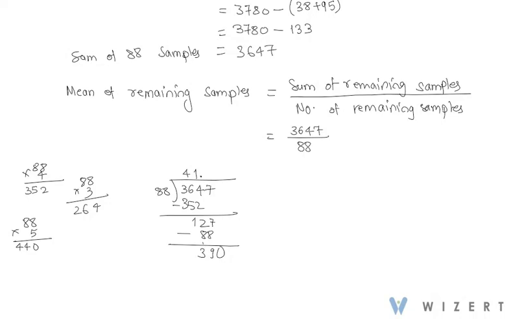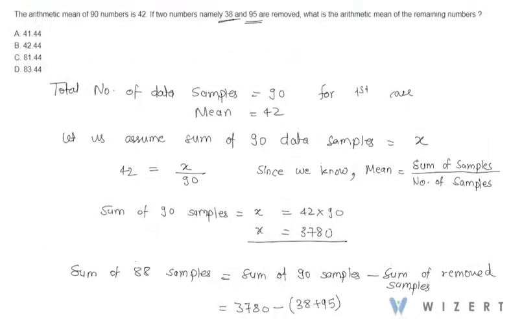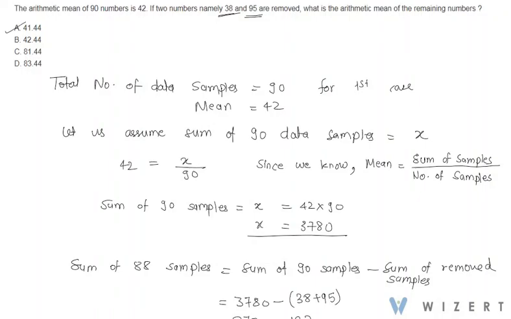390 is less than 88 fives, so we'll again use 88 fours, 352. So that is equal to 10 minus 2 is 8, and 9 minus 6 is 3, and again we'll take 0, and again it will be 4. So let's stop at 2 digits after the decimal point. We get 41.44. So the required mean is 41.44. Let's see what are the options. Yes, the answer is option A, 41.4.